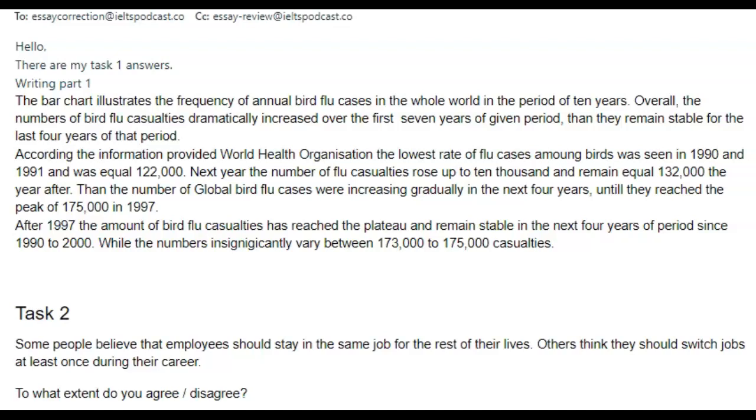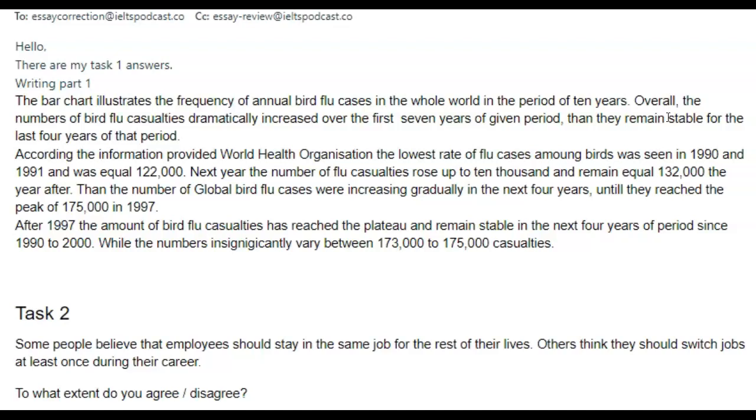The bar chart illustrates the frequency of annual bird flu cases in the whole world in the period of 10 years. Overall, the numbers of bird flu casualties dramatically increased over the first 7 years of the given period. Then they remained stable for the last 4 years of that period. Okay, fair enough. That's fine. Let's keep going, see what you wrote.